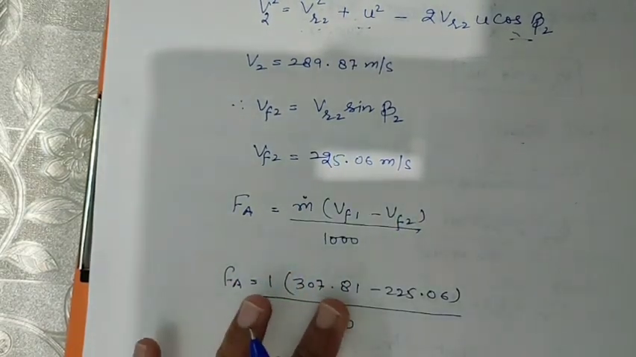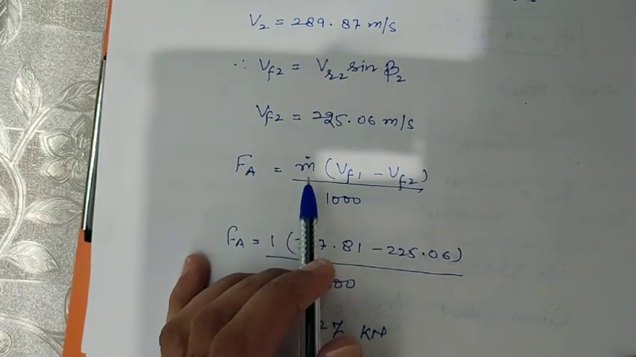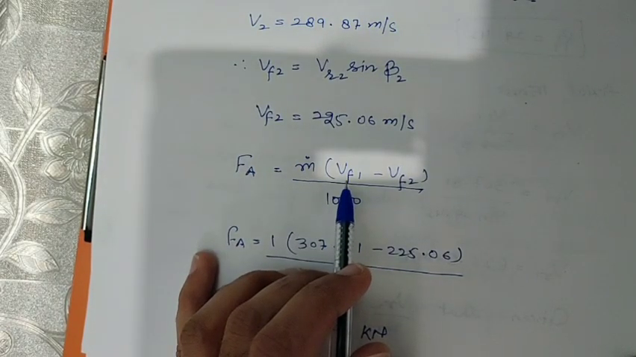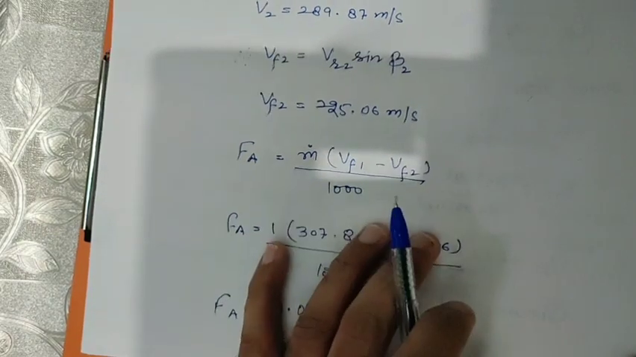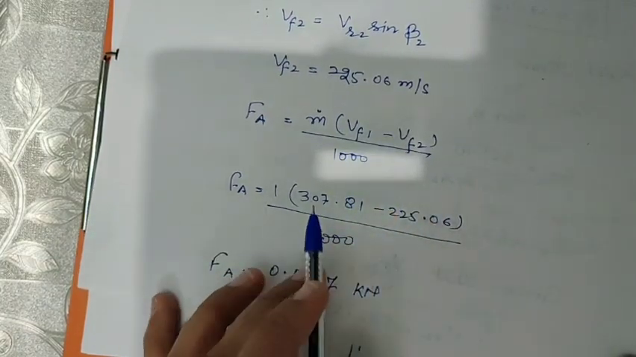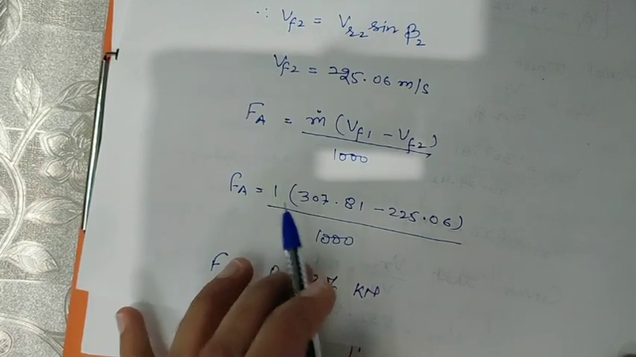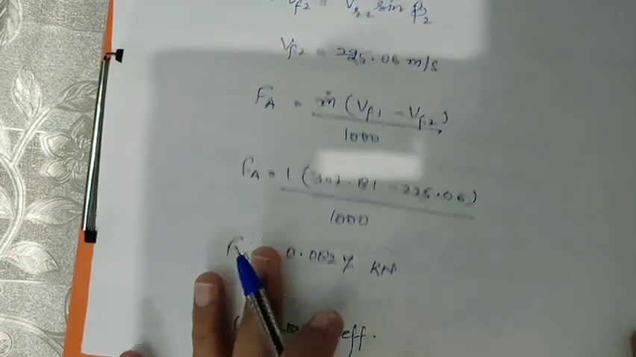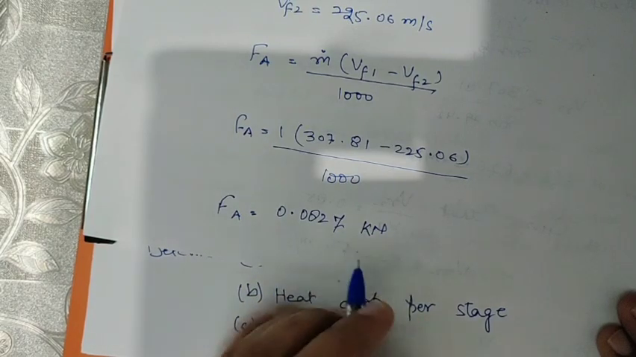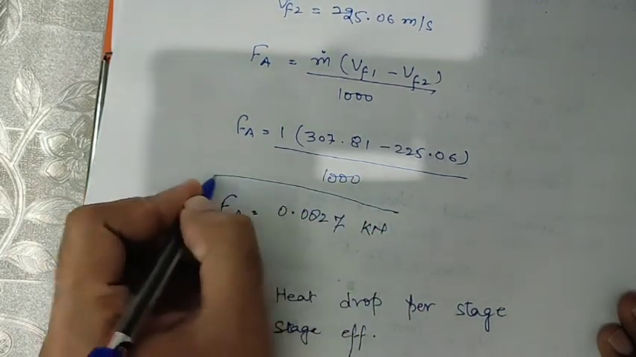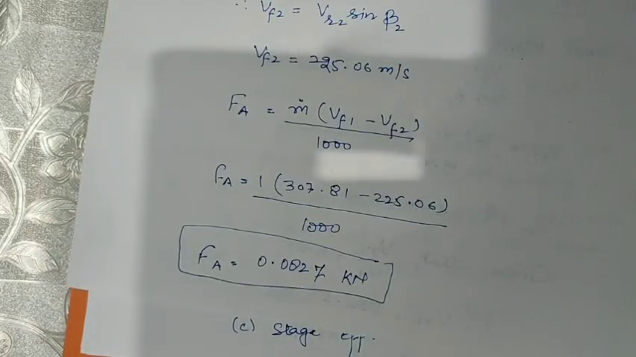Now we have to calculate the axial thrust. The formula of axial thrust is mass flow rate into (VF1 minus VF2) divided by 1000, which converts it into kilonewton. So put in the values of VF1 and VF2, take the mass flow rate as 1, and divide by 1000. We get the axial thrust as 0.0827 kilonewton. This is the axial thrust according to the given data for the question. Okay, thank you so much.